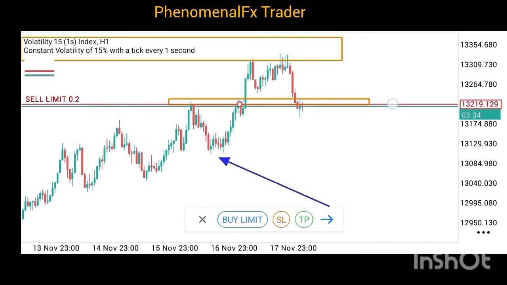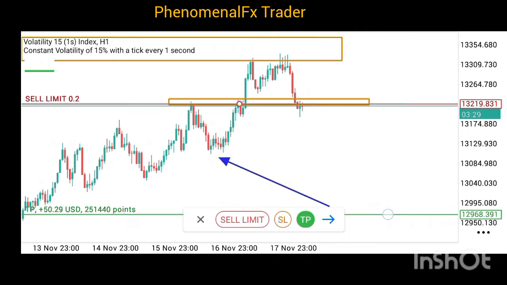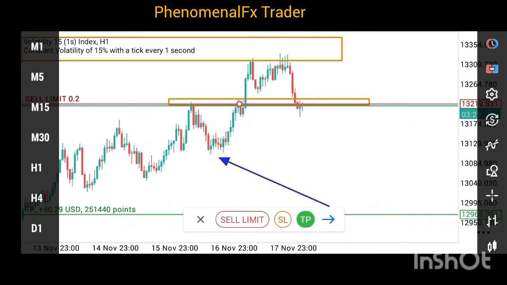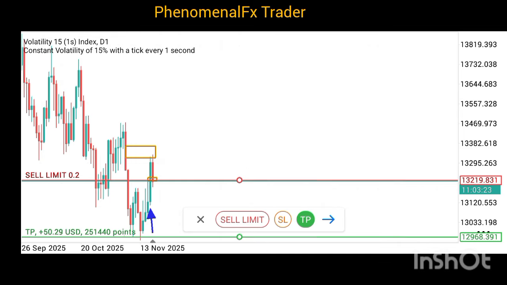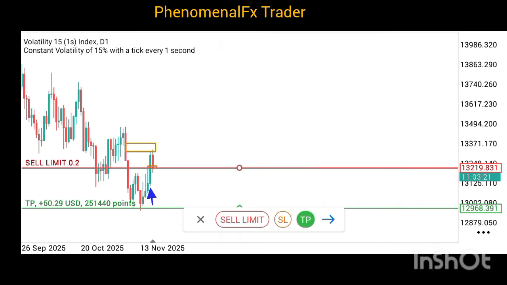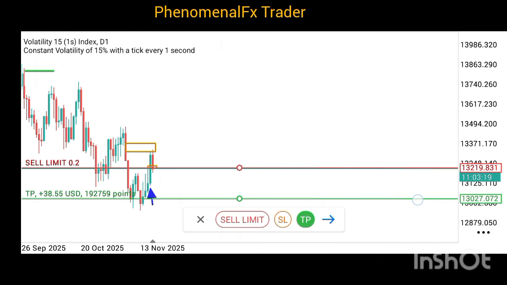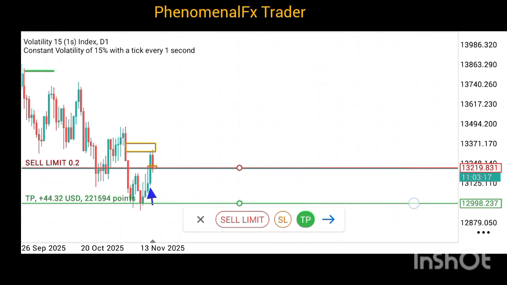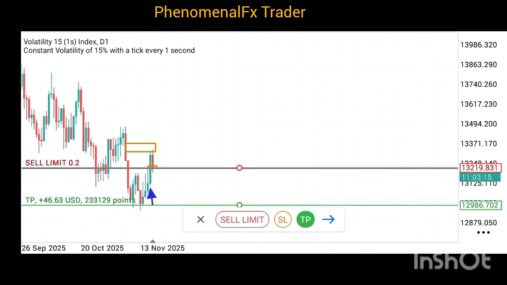You go to a much lower time frame, get your entry, then you can hold the trade down to this level here. All right, this is about $50 in profit. Mind you, on the daily time frame, we are expecting the market to do what? To sell. So if you can hold the trade down to this level, you'll be making at least, maybe even $40 profit with the minimum lot size.